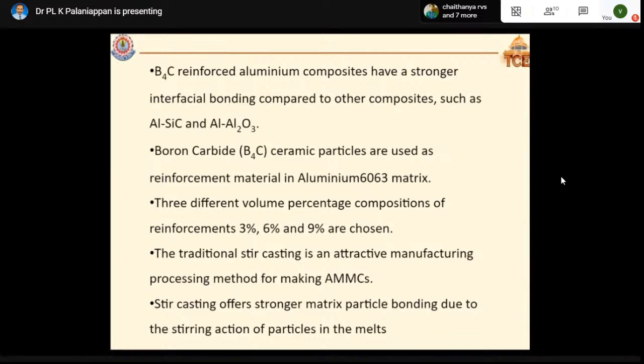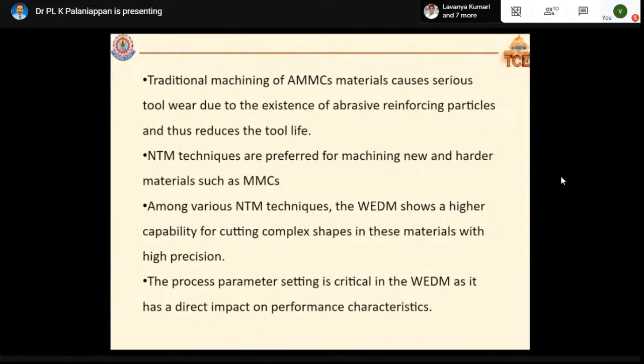Traditional stir casting is a method which is used for manufacturing metal matrix composites. It offers stronger matrix particle bonding due to stirring action. Stirring, as the name says, when the metal is being brought to the molten state, there will be a mechanized stirrer that gives stirring action throughout the process. So that's why we have gone for this stirrer method for the metal matrix composite.